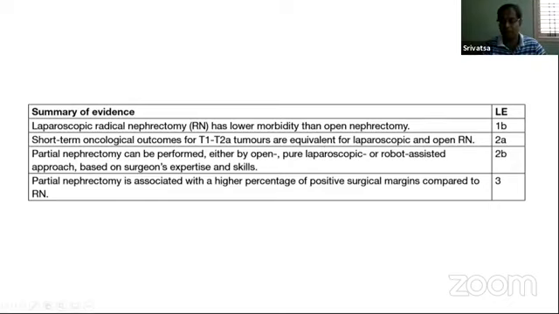I'm not sure if my screen is blocked here. One second.